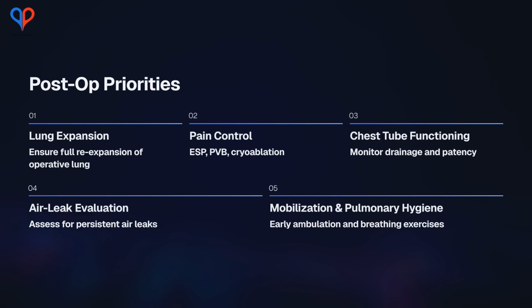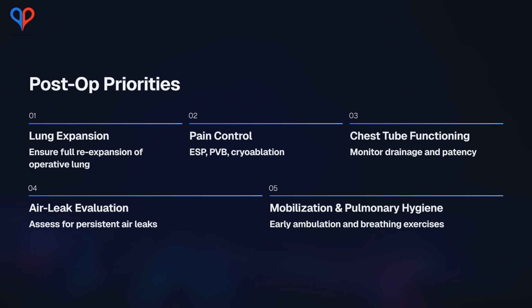Postoperatively, priorities shift to lung re-expansion, pain control, and early complication detection. Adequate expansion prevents atelectasis and VQ mismatch, while multimodal analgesia, such as ESP blocks, paravertebral blocks, or cryoablation, allows effective breathing without splinting. Chest tubes must be checked for proper suction, oscillation, and drainage, as abnormalities may signal obstruction or tension physiology. Air leak evaluation begins immediately after surgery, guiding management if a prolonged leak develops.